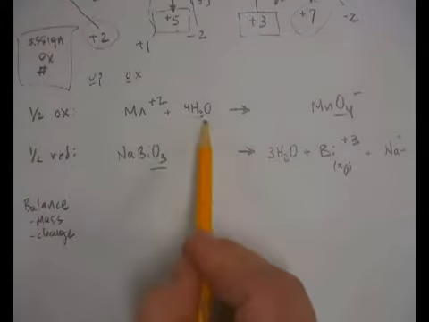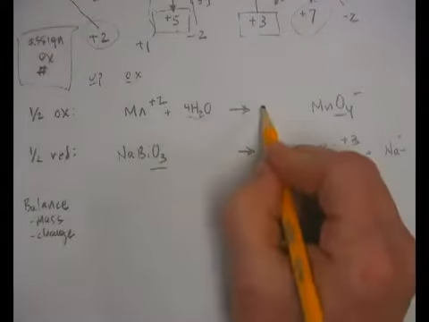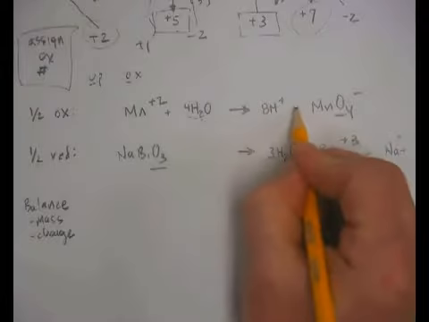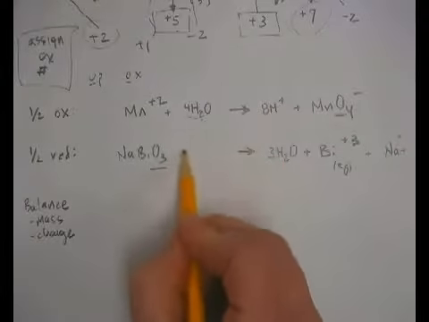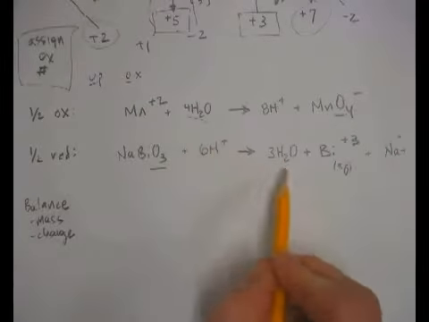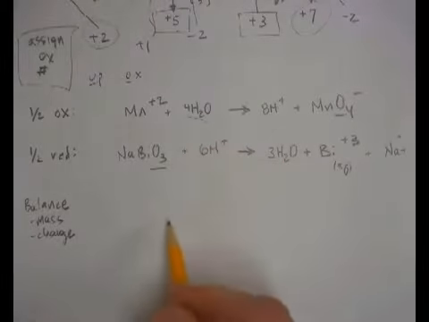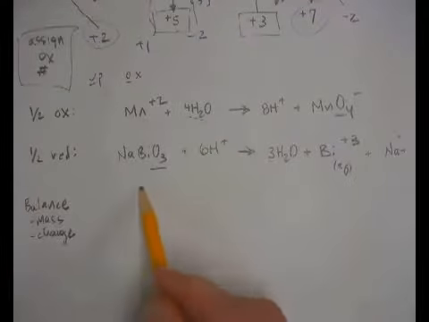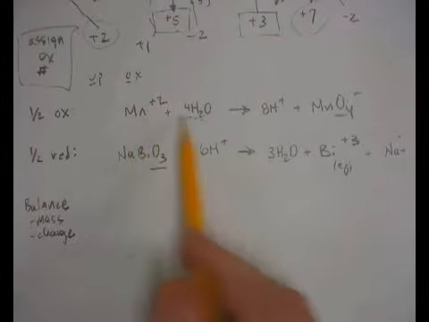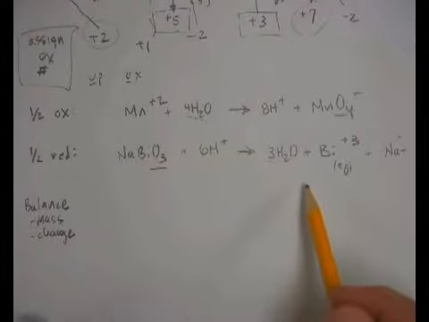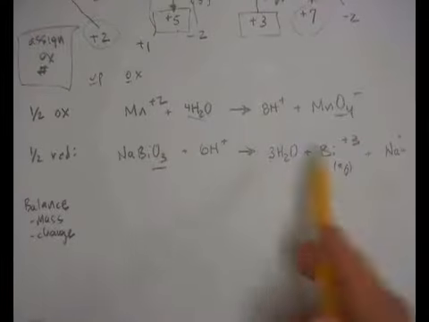Now, since I added 8 hydrogens here, I'm going to have to add 8 H+ to this side. And to this side, I'm going to have to add 6 H+ because I've got 3 times 2, or 6 of them as well. And once I've taken care of the hydrogen, oxygen, bismuth, sodium, and manganese, now I can go through and check to make sure that I've got the charge balanced.